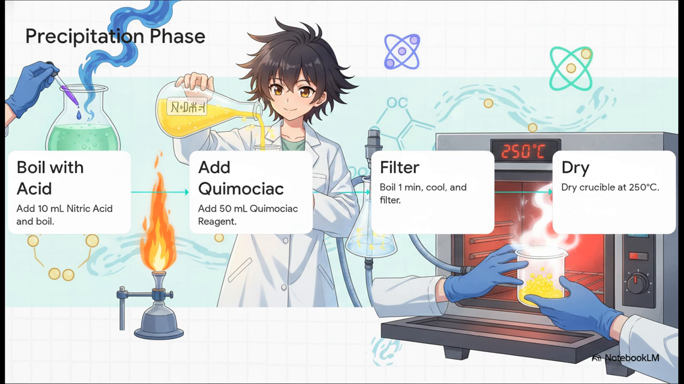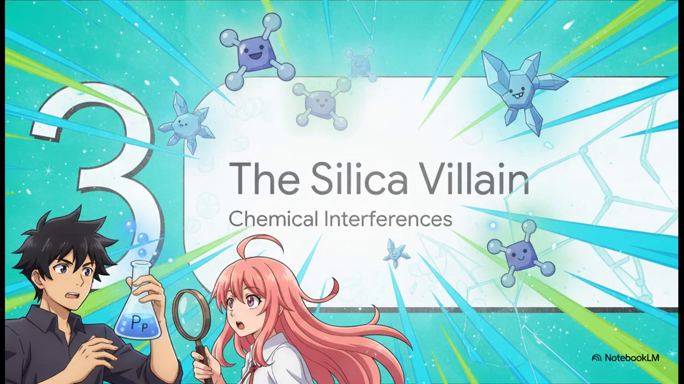We boil that briefly for about a minute, let it cool down, and then use our vacuum filter flask to forcefully pull the liquid right through our Gooch crucible. This leaves only that solid yellow precipitate trapped on the filter. Finally, we bake that crucible in the oven at 250 degrees Celsius to completely remove every single drop of moisture before weighing it. Which brings us to Section 3, the silica villain.